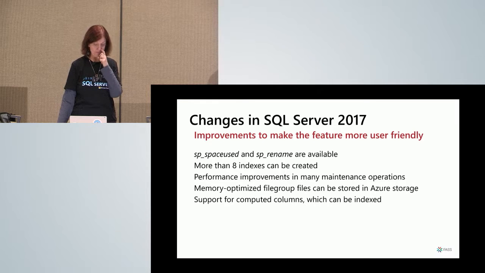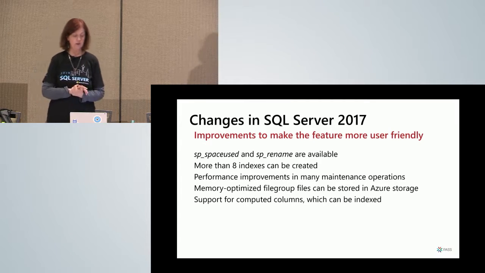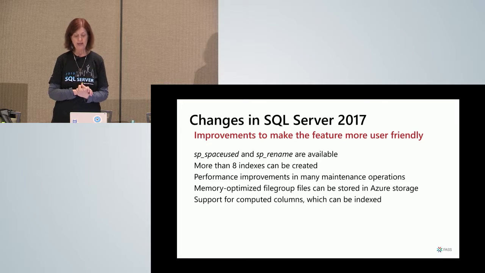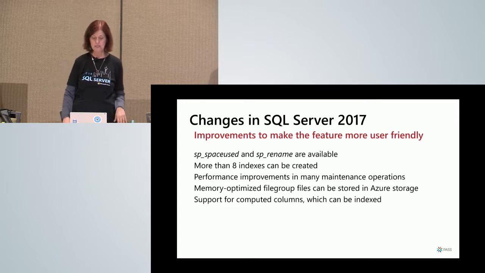The file groups can be stored in Azure Storage if you're using a VM, for example, where you're actually defining your files and where they might go. You can actually put them in Azure Storage. And computed columns were made available. That's probably the biggest feature added in 2017: computed columns can be used in in-memory tables.